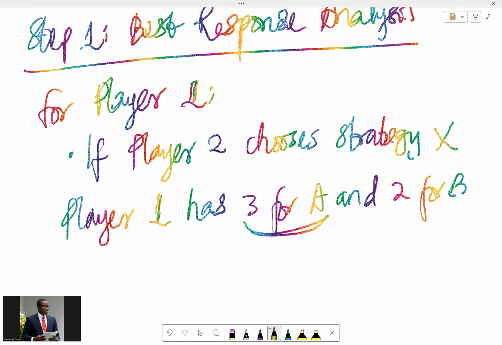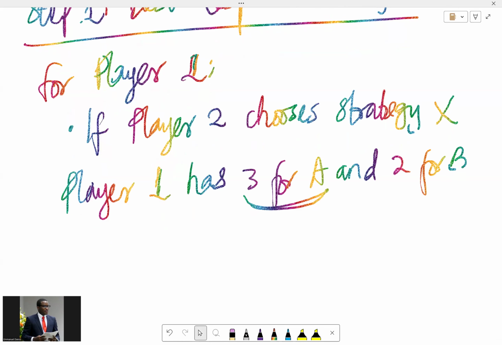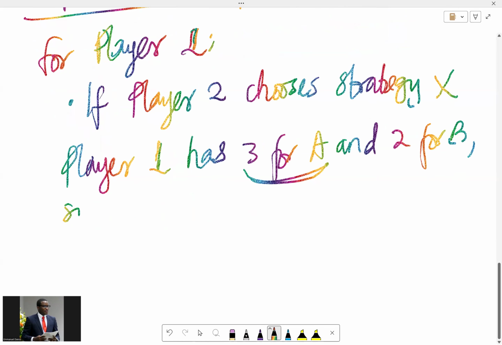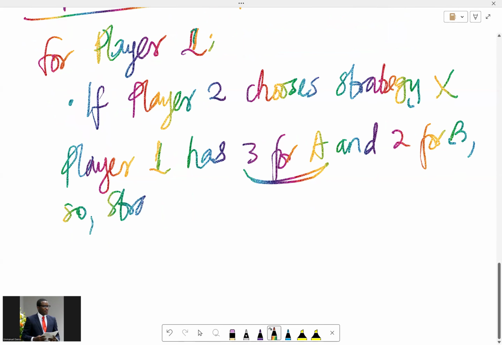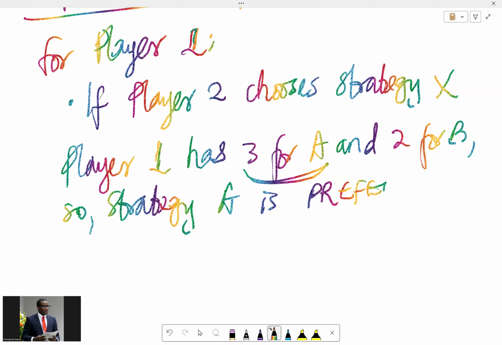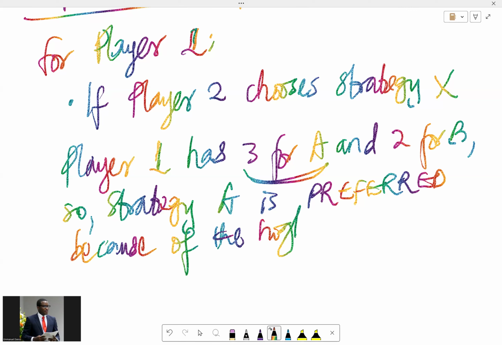So automatically, strategy A is preferred because of the higher payoff.